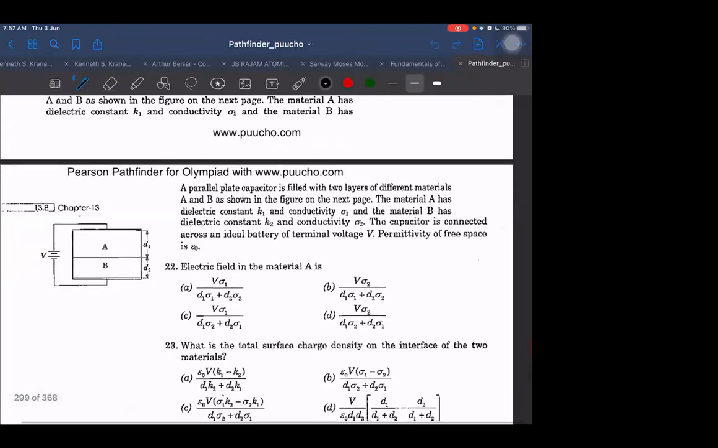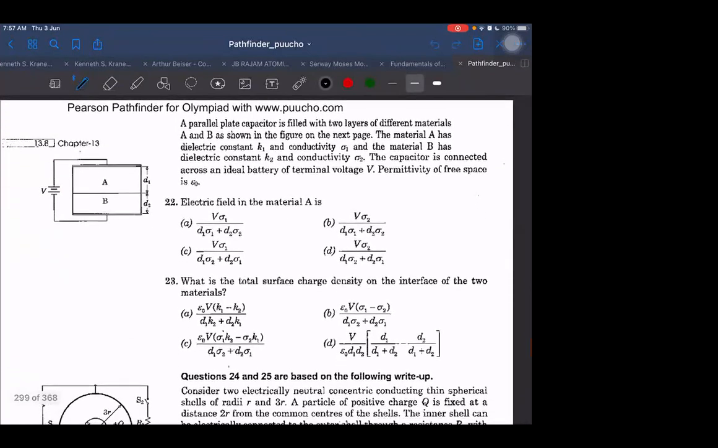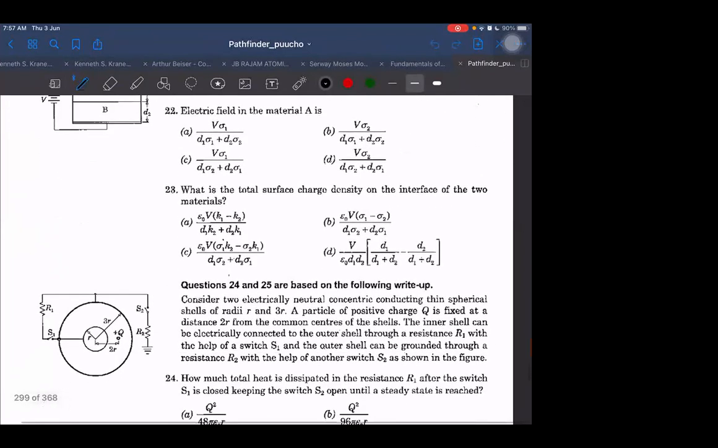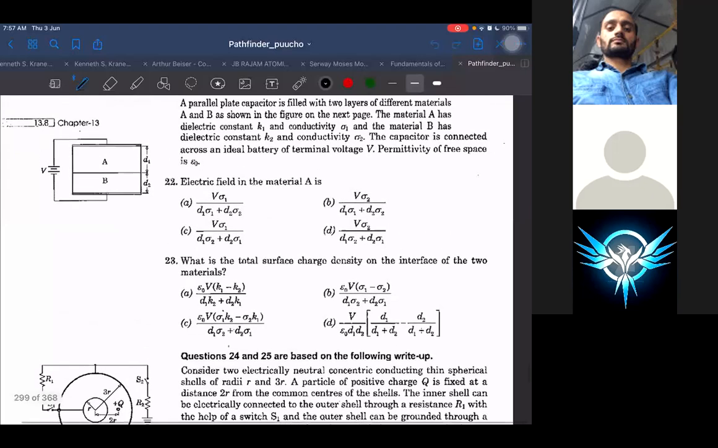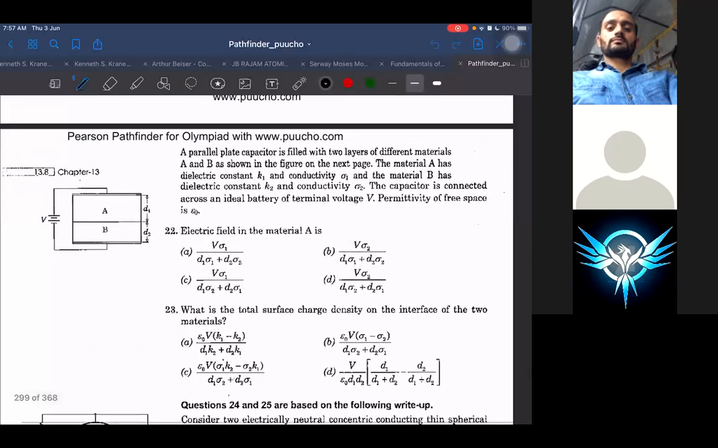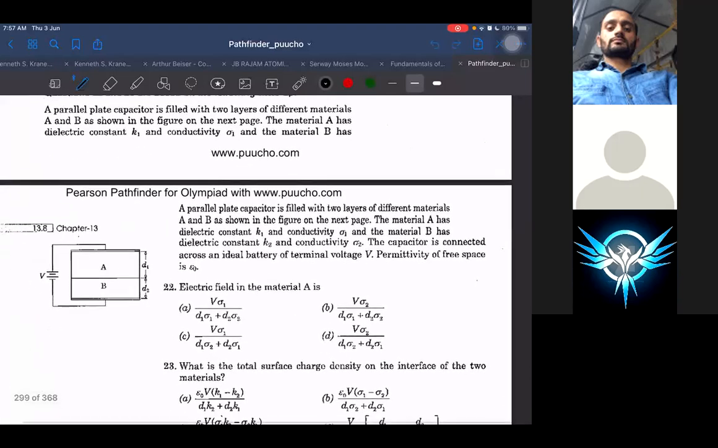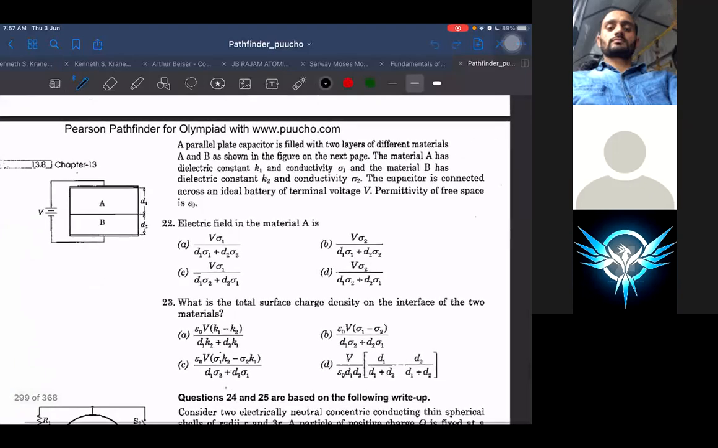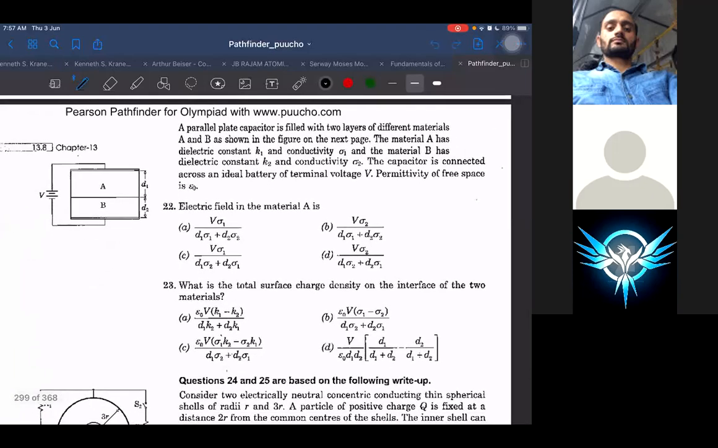Sir, some questions on finding charge in RC circuit, sir. I mean charge passing through switch in RC circuit. Charge passing through switch, yes. You can ask those also. Send in WhatsApp. We can discuss those. Okay.